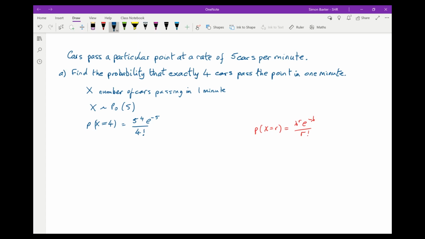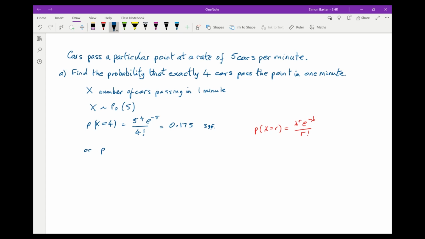4 factorial. And if we press the buttons on that, we get 0.175, 3 significant figures, because I'm using my calculator. I could have used the cumulative tables.